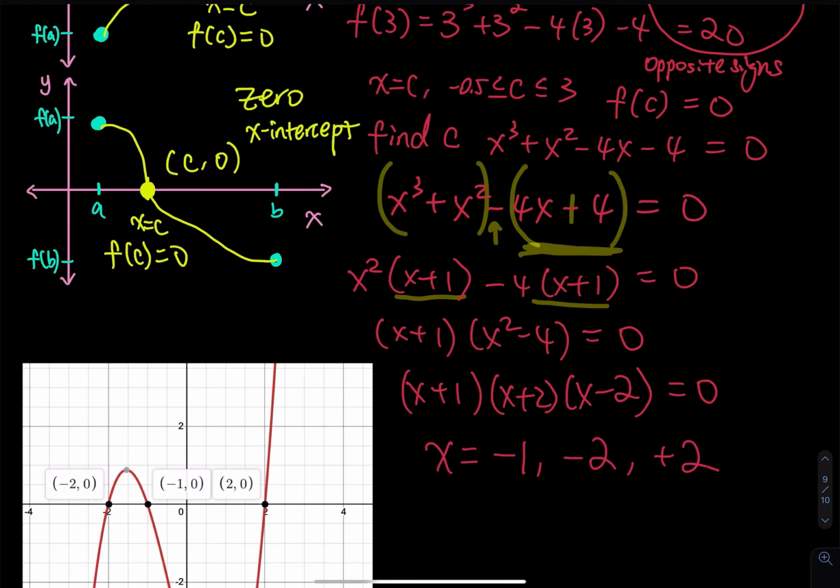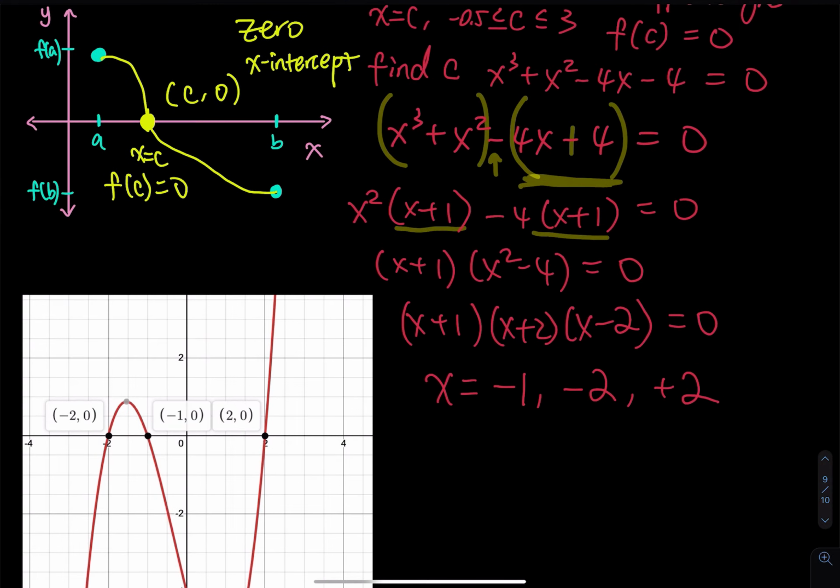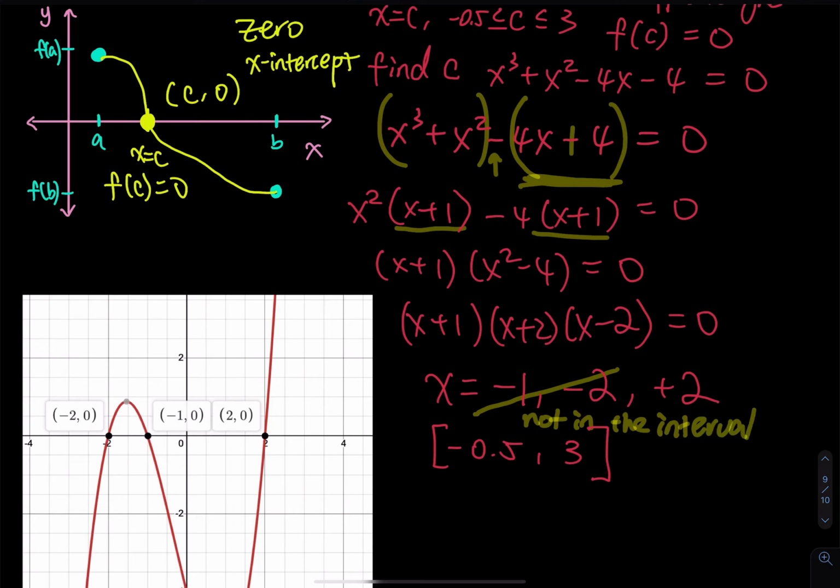Which one is necessary and which one is not? Since our interval is negative 0.5 to positive 3, closed interval, which one should I keep? Do I need the negative 1? The answer is no. Negative 1 and negative 2 are outside of the interval, so it is not necessary to keep them because they are not in the interval. What we need at the end is a 2.